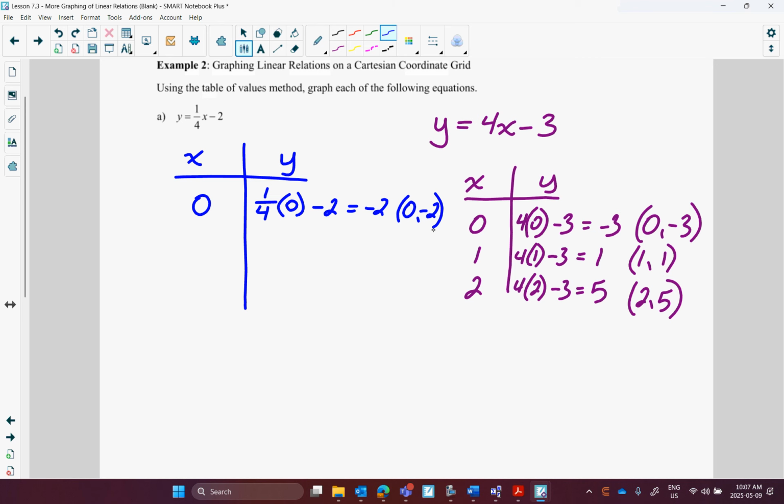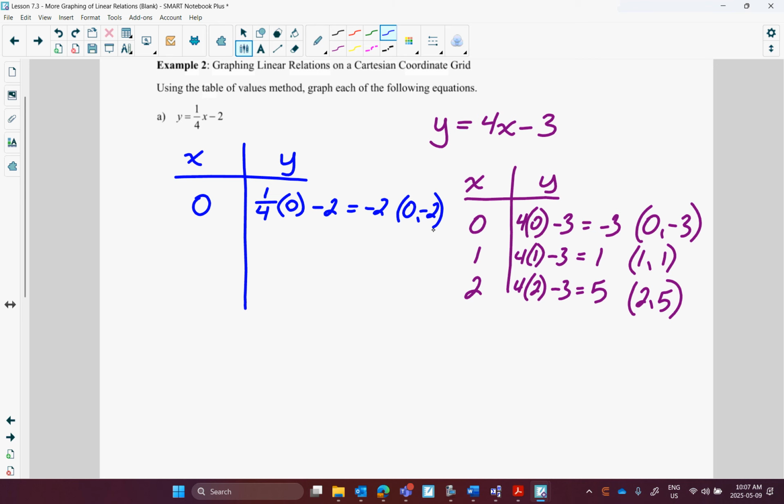Here's the problem if I choose 1. If I choose 1, do you see how I'm going to get a fraction for an answer? How do you plot a fraction? It's hard. If I plug 2 in here, I'm going to get a fraction. Can you think of a number to plug in here that when you calculate it, it won't give you a fraction? What could I plug in here so that when I multiply it by 1/4... 4.